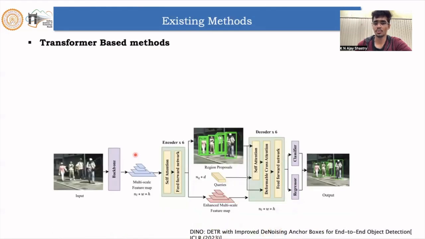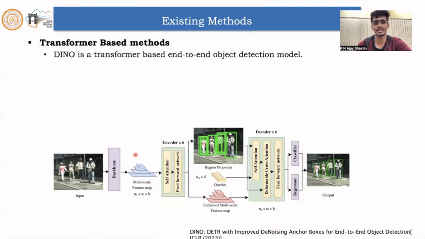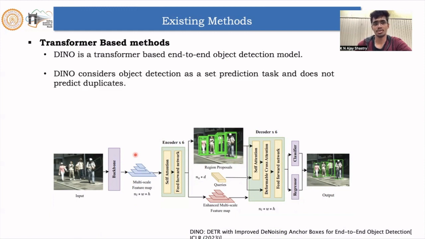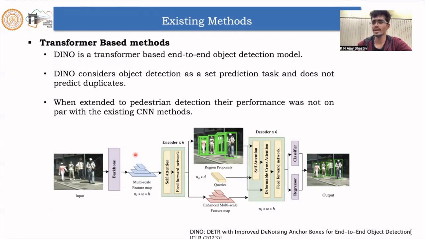DINO is one such object detection method which uses no post processing step to remove duplicates. DINO is a transformer based end to end object detection model. DINO considers object detection as a set prediction task and does not predict duplicates. But when we try to extend this method to the task of pedestrian detection, surprisingly, it does not have a performance on par with its CNN counterparts.